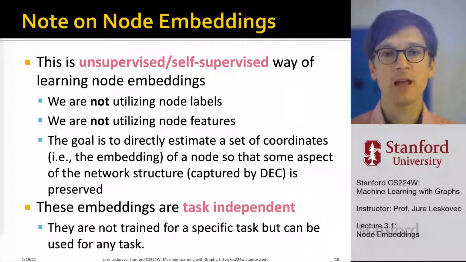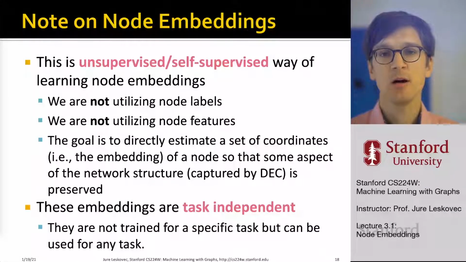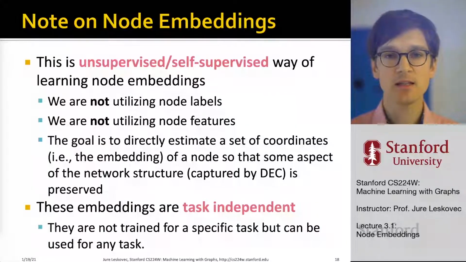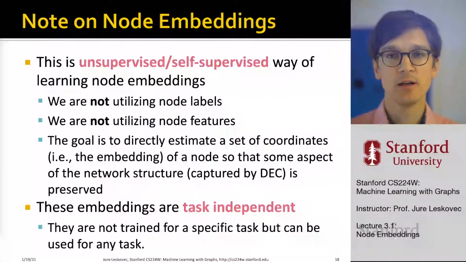And the goal here is to directly estimate a set of coordinates of a node so that some aspect of the network structure is preserved. And in this sense, these embeddings will be task independent because they are not trained on a given prediction task, a given specific labeling of the nodes, or a given specific subset of links. It is trained just given the network itself.